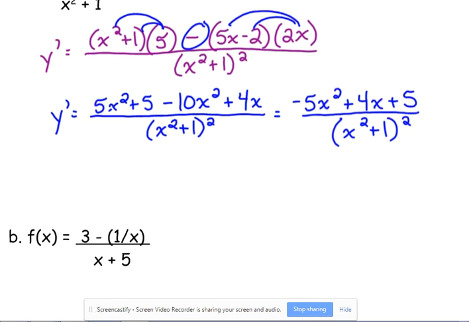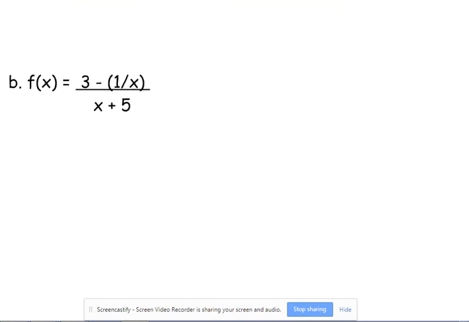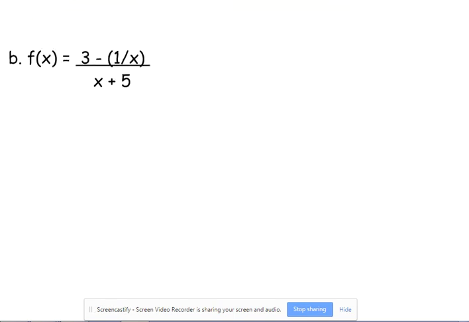Okay, so let's look at another example. Here's an interesting function. F of x is equal to 3 minus 1 over x, all over x plus 5. Now, I couldn't really work this very well with my computer, but this is really what we're looking at. Okay, this is a quotient, but we have a quotient within our quotient.